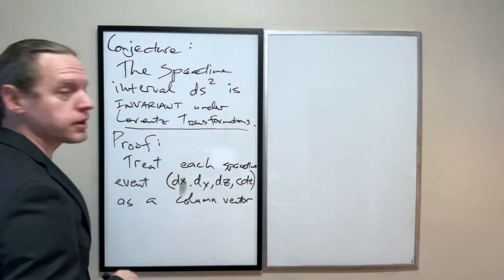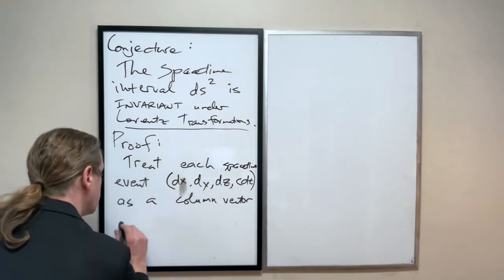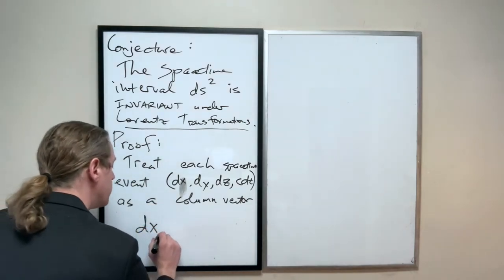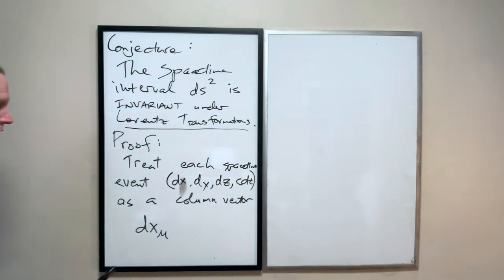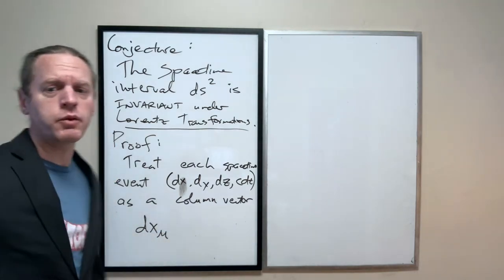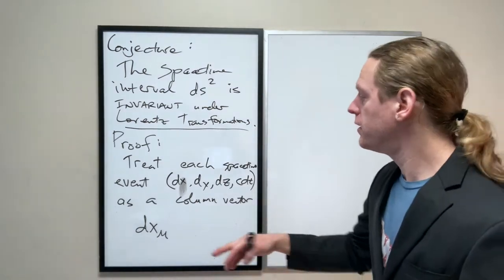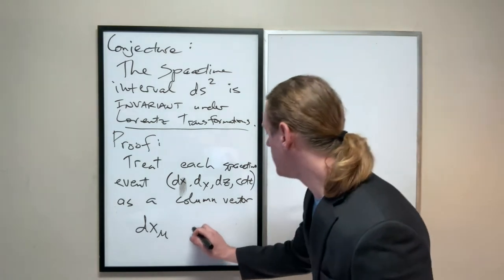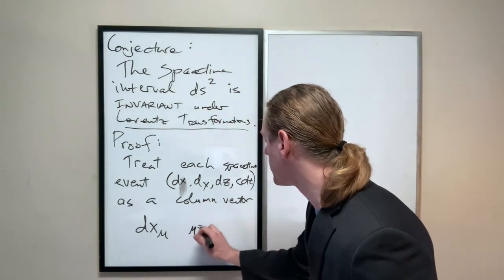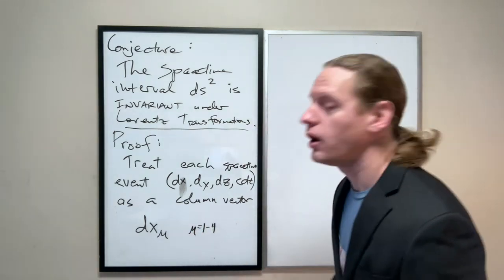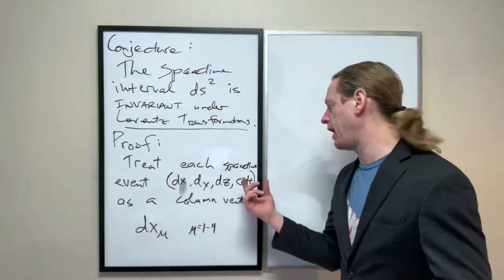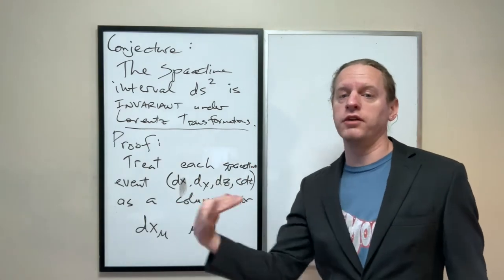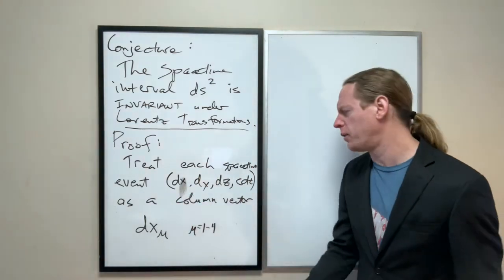Generically, I'm just going to call this dx, and the way I'm going to denote it here is with a mu. So dx sub mu. I think we got to this last time, but what that means is that when there's a mu there, you can run from mu equaling 1 to 4. Or, what many relativists do, they pull the c dt over to the beginning, so they go from 0, 1, 2, 3. Either way, it really doesn't matter here.